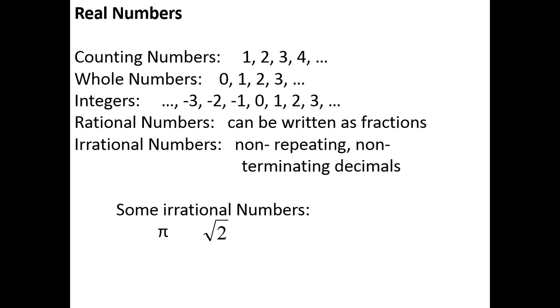but both pi and the square root of 2 cannot be written as fractions. So the big distinction between rational numbers and irrational numbers is that rational numbers are numbers that can be written as fractions, and irrational numbers are numbers that cannot be written as fractions. However, they're all considered real numbers. The cube root of 10 is another example of an irrational number.